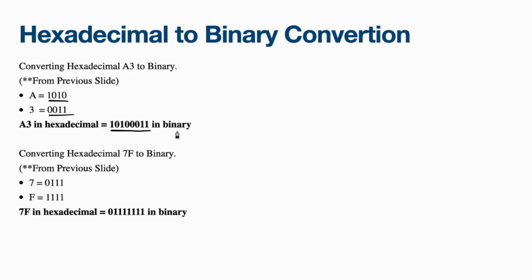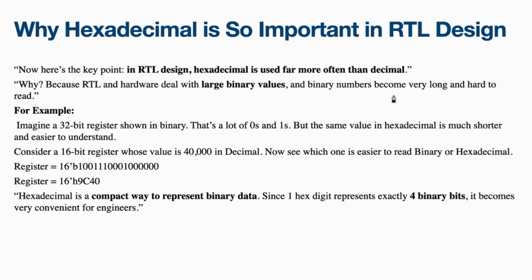Now, if you take another example, let's say 7F, and see what 7 corresponds to in binary and what F corresponds to in binary, and then combine it together, you can get the binary number. By using this method, you can convert any hexadecimal number to a binary number with ease. Now coming to the point, why I only wanted to discuss binary and hexadecimal in this video. Because in RTL design, hexadecimal is used far more often than decimal. Why? Because RTL and hardware deal with large binary values and binary numbers become very long and hard to read.